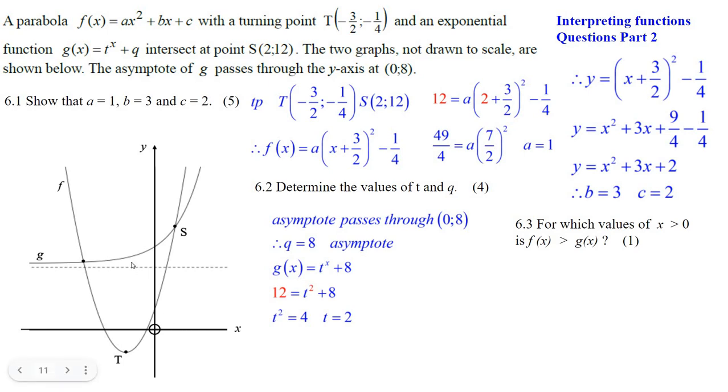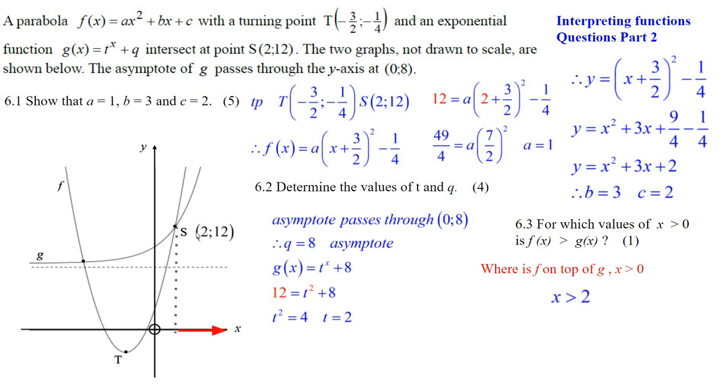6.3. For which values of x greater than 0 is f greater than g? Well, we only have to worry about the right-hand side in this first quadrant here. So we just have to think of S. For which values of x does f go above? Well, there's f going above S. When is f greater than g? Well, there's g, there's f. It must be when f is on top of g.